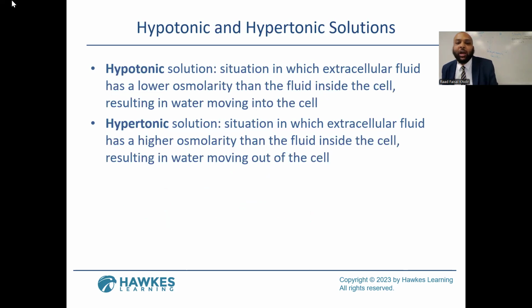Now let's go over hypotonic and hypertonic. And this is very important for the blood cell. This is how athletes die. That's how athletes die when they run the marathon and drink too much water. So now let's look at a red blood cell.